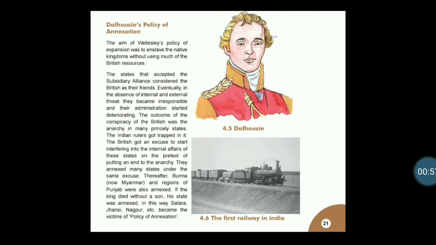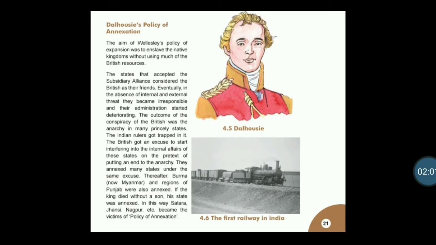The aim of Wellesley's policy of expansion was to enslave the native kingdoms without using much of the British resources. The states that accepted the subsidiary alliance considered the British as their friend. Those who accepted the subsidiary policy were friends. But in the absence of internal and external threats, they became irresponsible, and their administration started deteriorating. The outcome of the conspiracy of the British was anarchy in many princely states.